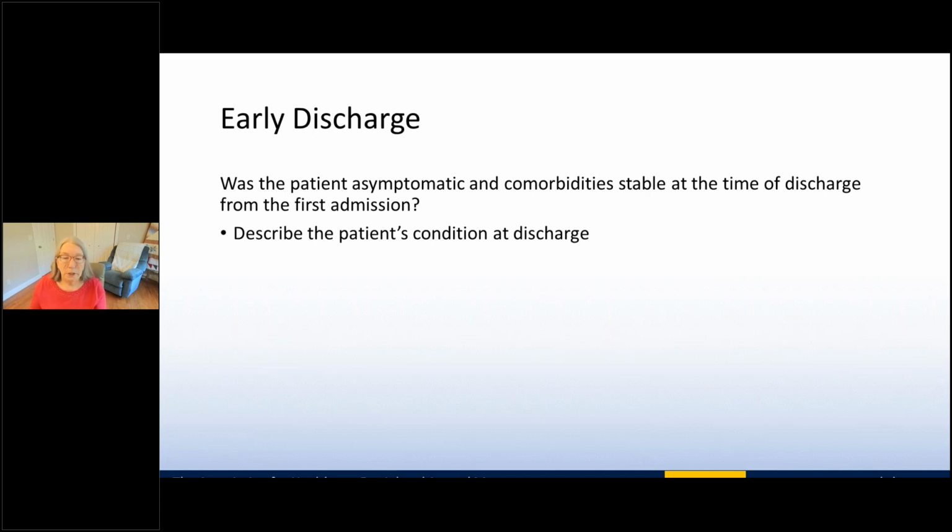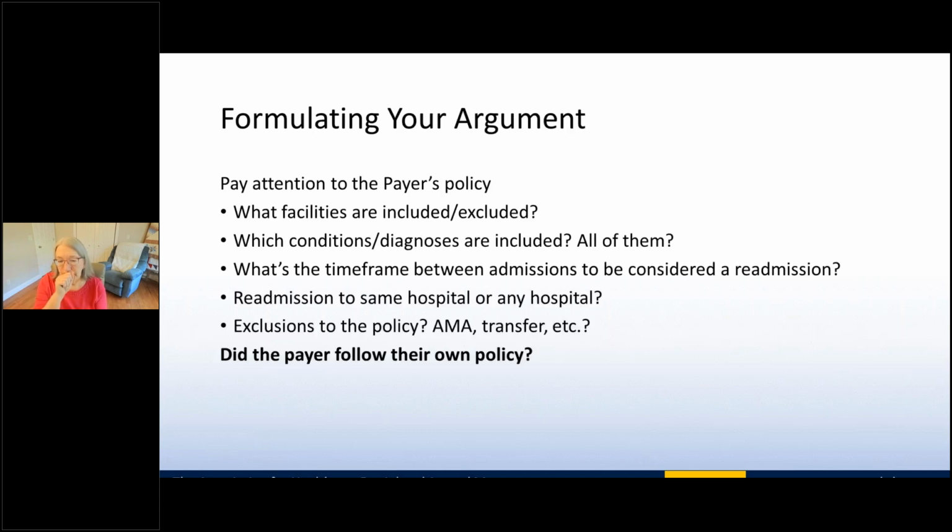If it's a general readmission denial and let's say the payer lists early discharge as an issue that they see for readmissions, just go ahead and address it in your appeal. Go ahead and talk about the patient's status at the time the decision was made to discharge the patient.